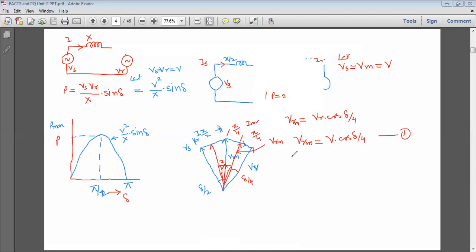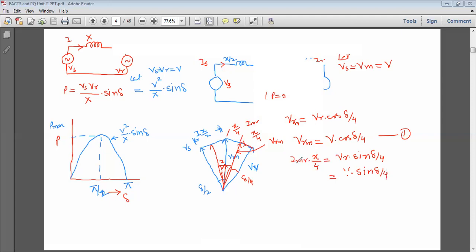So I_MR multiplied by the reactance X divided by 4. Current multiplied by reactance is the magnitude of voltage. So this is equal to V_R into sine delta by 4, and V_R is nothing but V. So V into sine delta by 4.